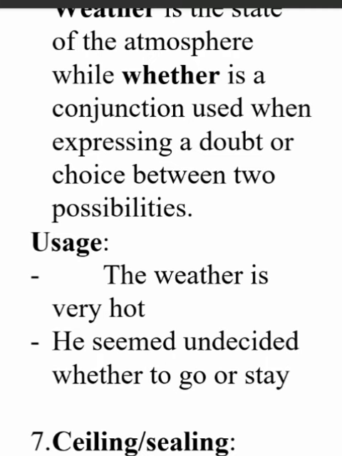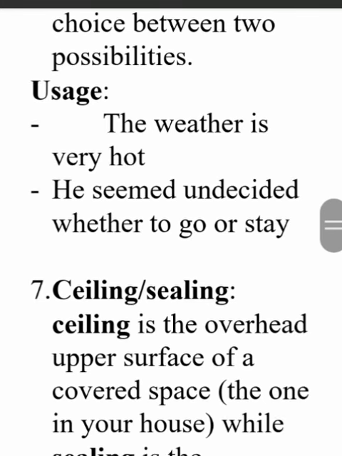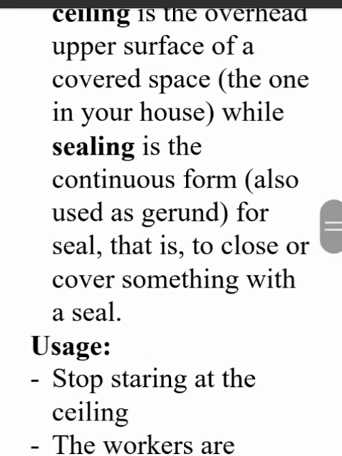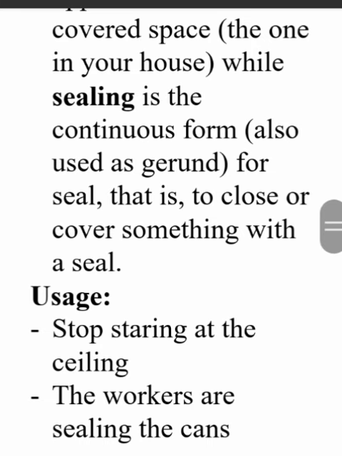7. Ceiling and sealing. Ceiling is the overhead upper surface of a covered space, the one in your house, while sealing is the continuous form, also used as gerund, for seal, that is, to close or cover something with a seal. Usage. Stop staring at the ceiling. The workers are sealing the cans.